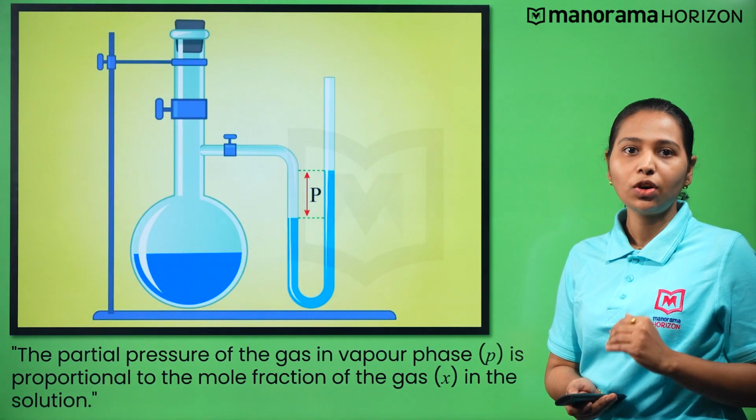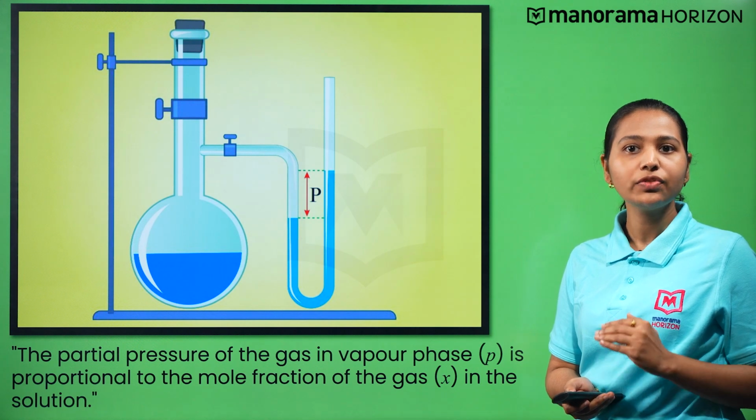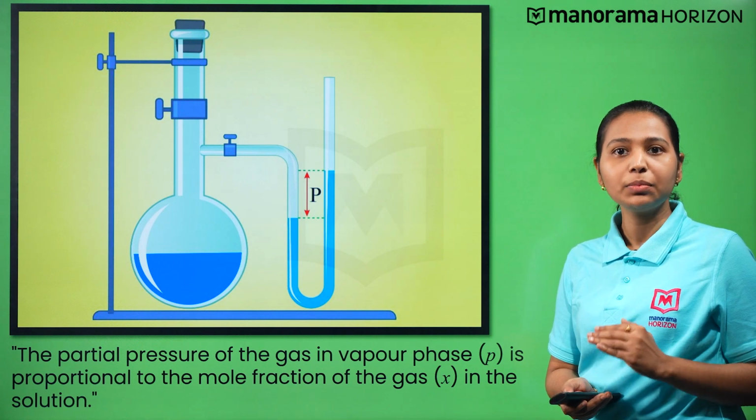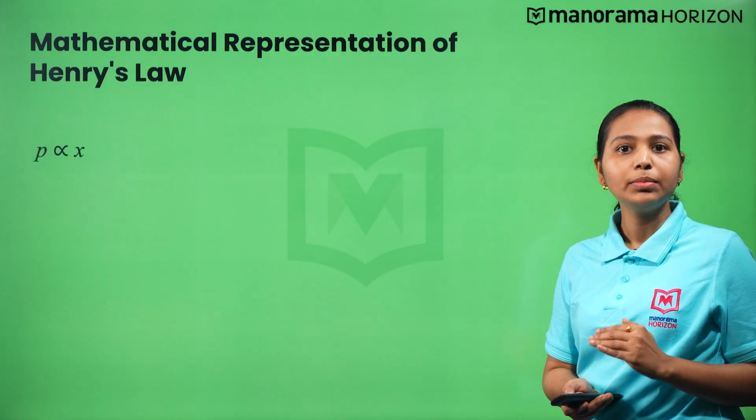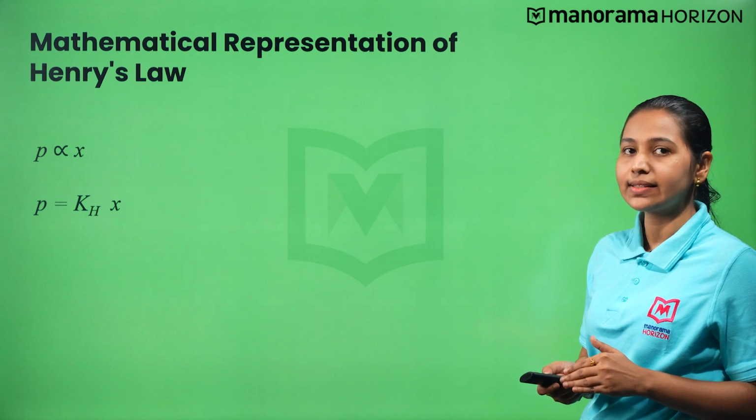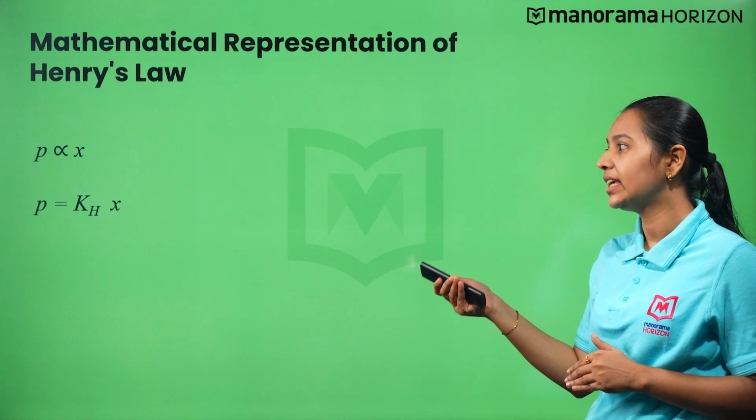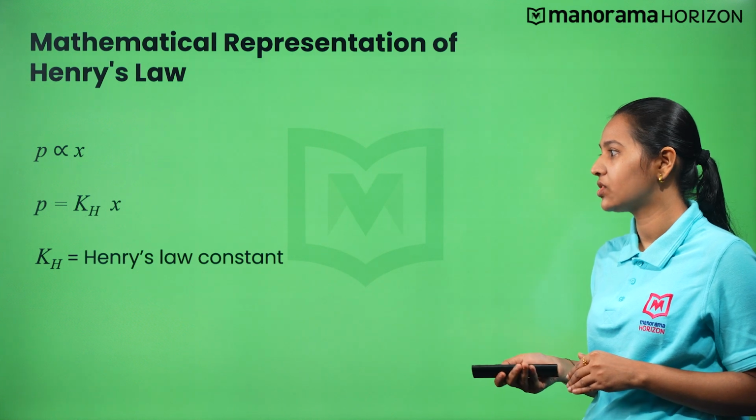However, most commonly, Henry's law is stated as follows. The partial pressure of a gas in vapor phase is proportional to the mole fraction of a gas in the solution. This can be mathematically represented as P is directly proportional to X, or you can write P equals Kh into X, where Kh is called the Henry's law constant.